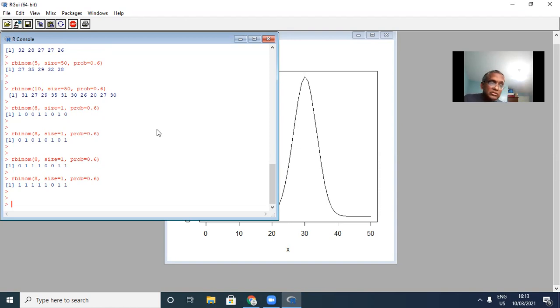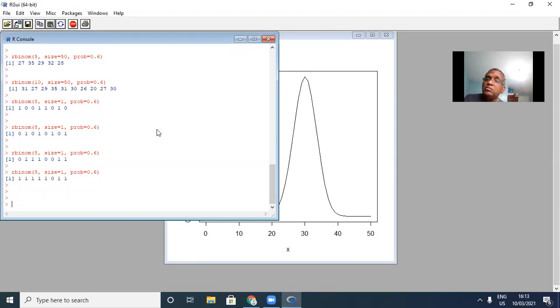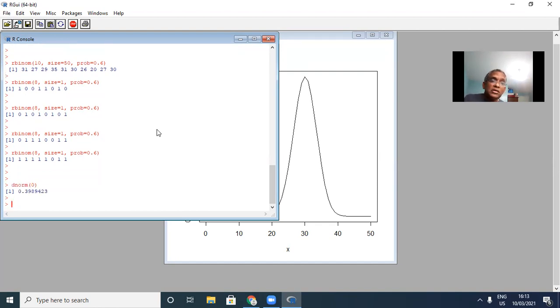So let me move on to page 3, where we talk about the normal distribution. Remember, the normal is the most popular continuous distribution. So if you type dnorm at 0, for example, it will give you the density of the normal variable with mean equal to 0 and standard deviation 1. R assumes a standard normal if parameters are not specified.